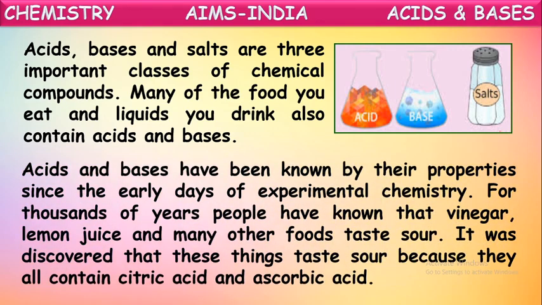Acids and bases have been known by their properties since the early days of experimental chemistry. From the early days of science, people came to know about acids and bases based upon their properties. For thousands of years, people have known that vinegar, lemon juice, and many other foods taste sour. They came to know about this property even thousands of years back.